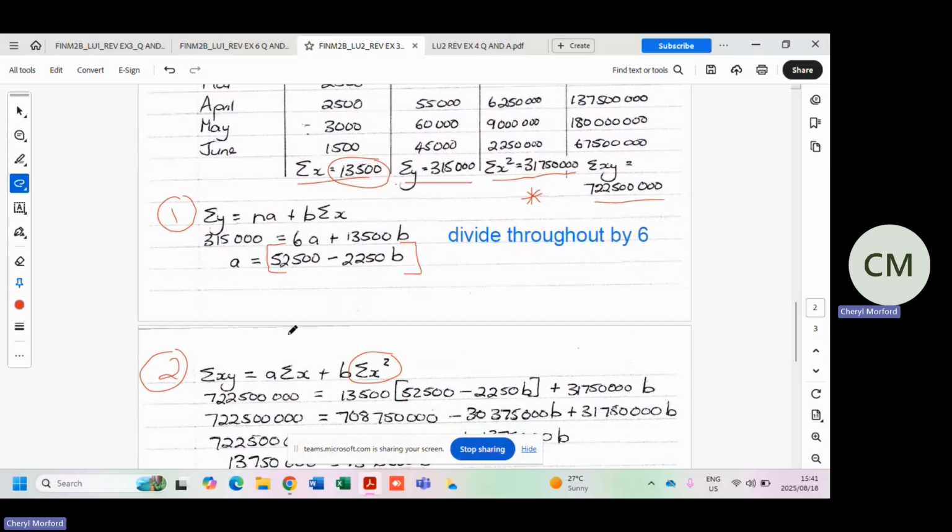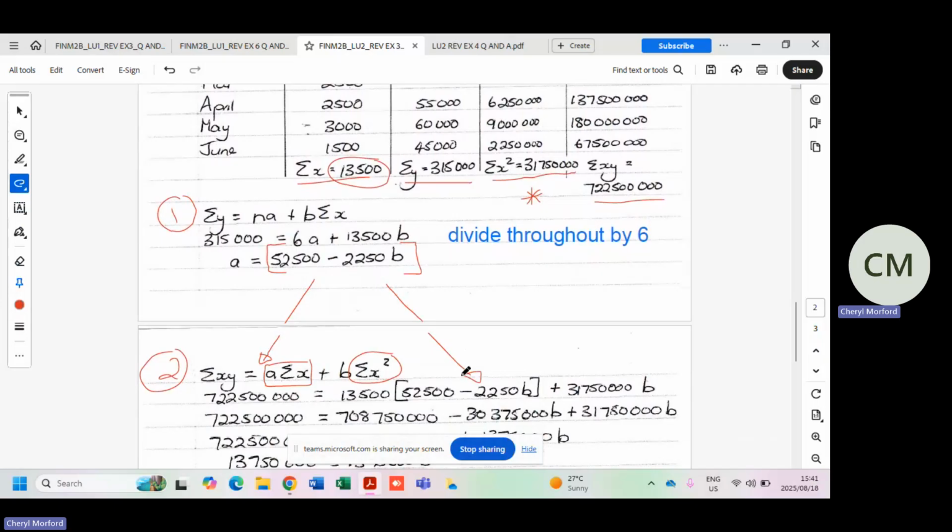Sum of xy is that number starting with 7. Then we're going to go this term over here. A times sum of x. And what I'm going to do here is this value that I've just got from above for A, I'm going to substitute that in. And then sum of x is the 13,500. So see that over there? This value is my substitution for A.